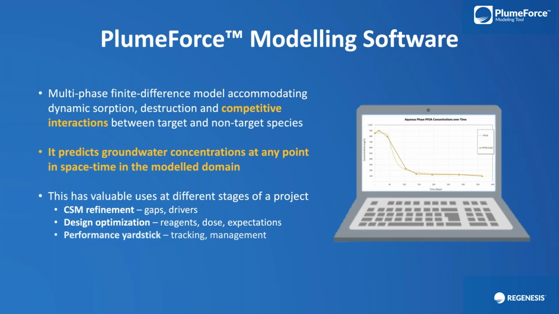And then we can use it as a performance yardstick to help with the tracking of a project once the PlumeStop application has been made, and we're looking at data coming in on month 1, month 2, year 1, year 2, and so on. How is performance tracking against the expectations? Is there any divergence? What does that divergence look like? We can use the modeling to help understand what that might be and how to get the project on track if there is divergence. That'll be the third webinar.